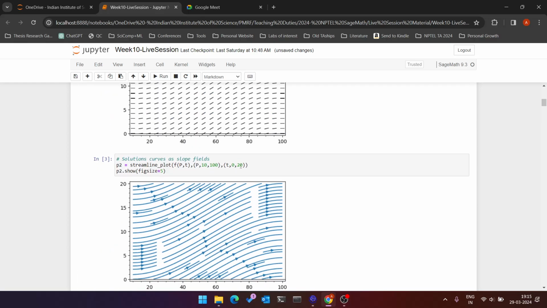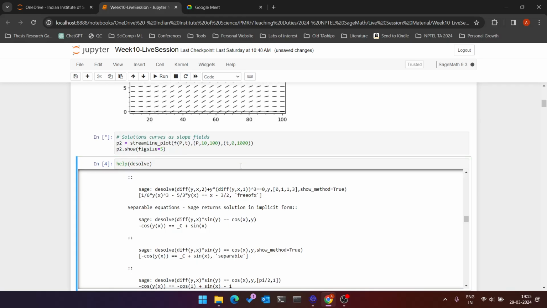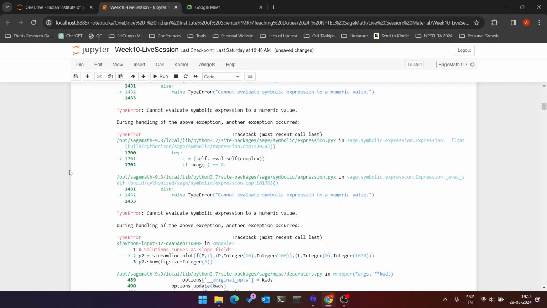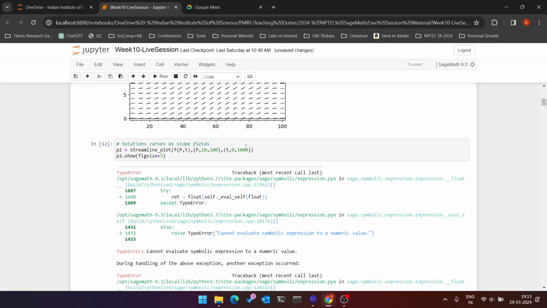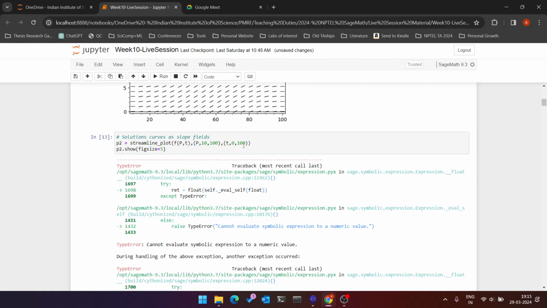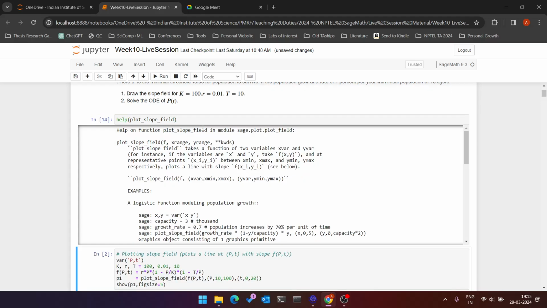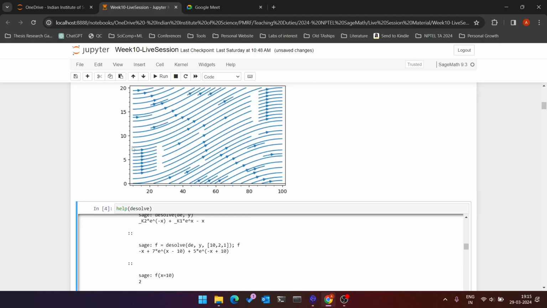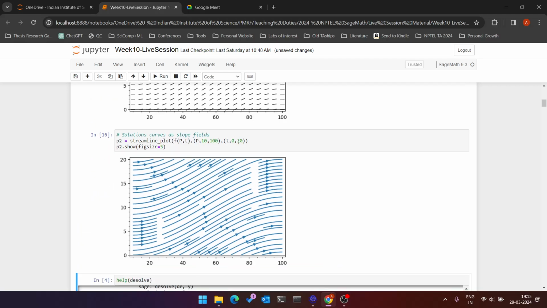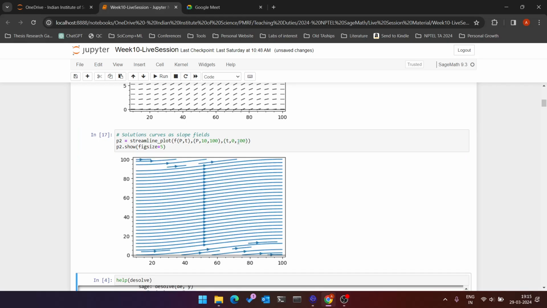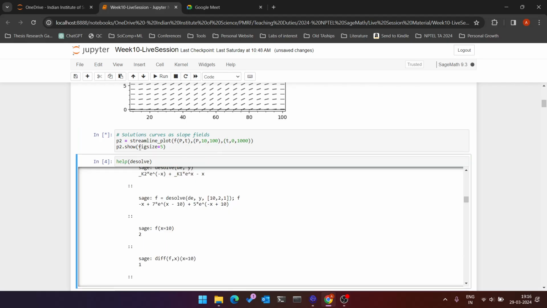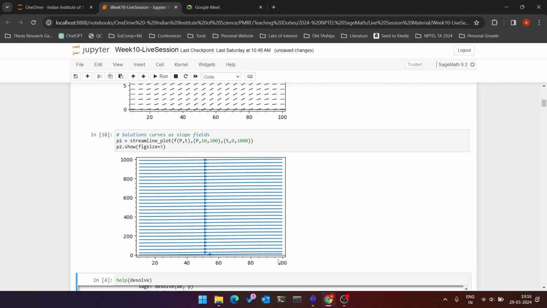So maybe one thing I could do is see how the streamline plots look. And this is, okay, this is continuing from here, right? Had we specified P and T. So this is how the streamline field looks like. And if I increase it even further to 1000, essentially everything reaches 1000 in itself.